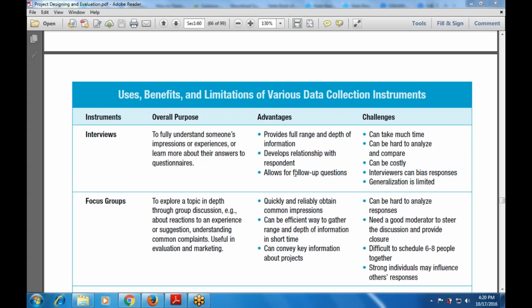Then it is difficult to schedule 6 to 8 people together. So it is very difficult to schedule 6 to 8 people together over here. Then strong individuals may influence other responses. So if there are strong individuals available, they may also influence other responses.